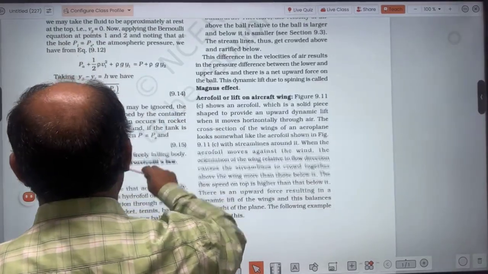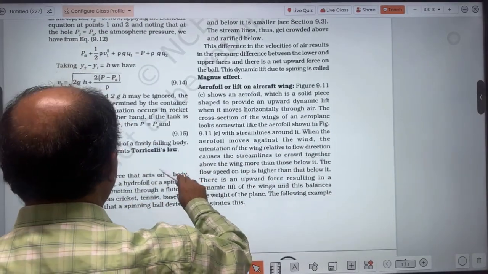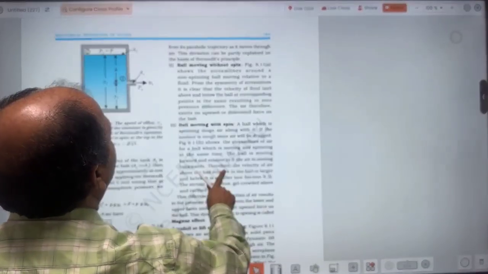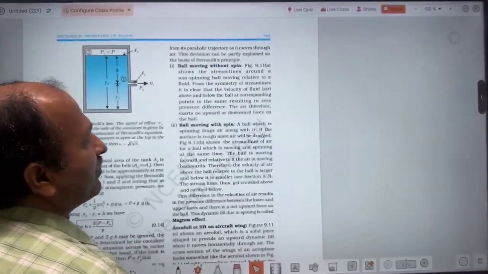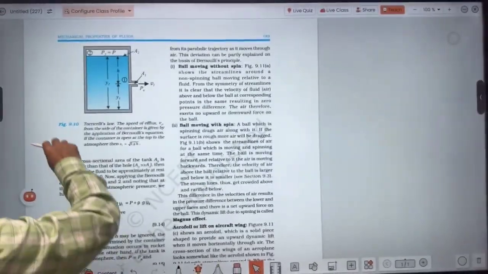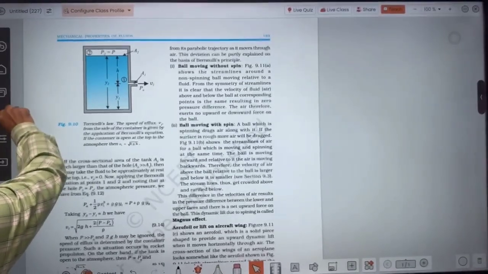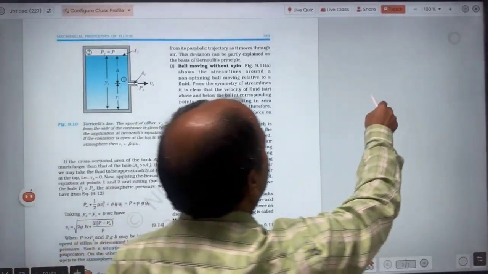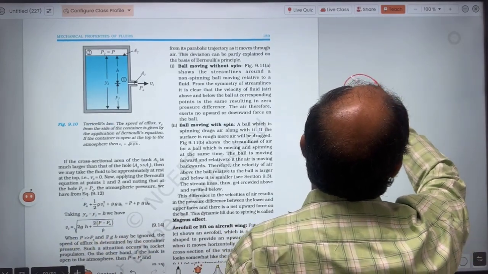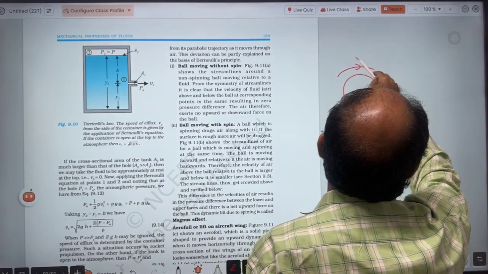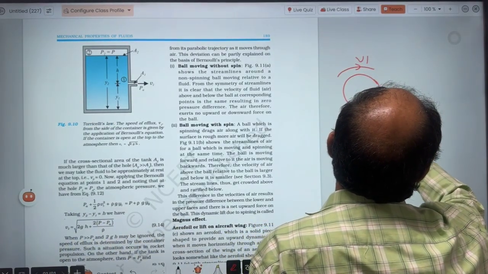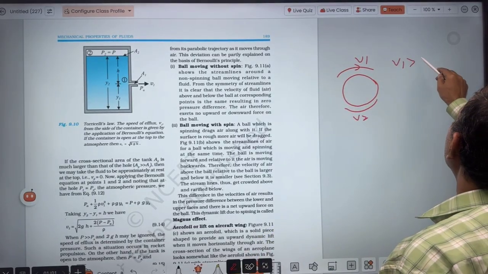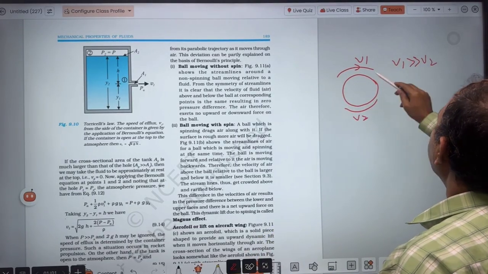Now dynamic lift. What does dynamic lift mean? We are going to see a different type of motion, meaning a pressure difference when an object moves. If velocity is higher on one side than the other, what will happen? Suppose we consider a ball, and say here the velocity is V1 and here the velocity is V2. If V1 is greater than V2, then what will happen?